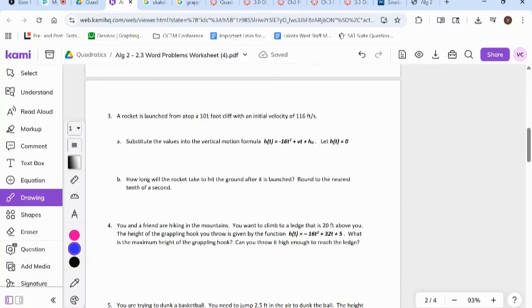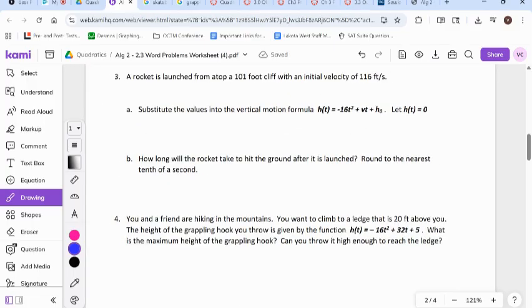Then the last thing that I want to give you a little heads up about, actually, there's a couple on this page, but this one right here where it says round to the nearest tenth of a second. So if it does not say round, you should be getting exact answers. If it says round, you should be getting a decimal, and that means you have to use your calculator.